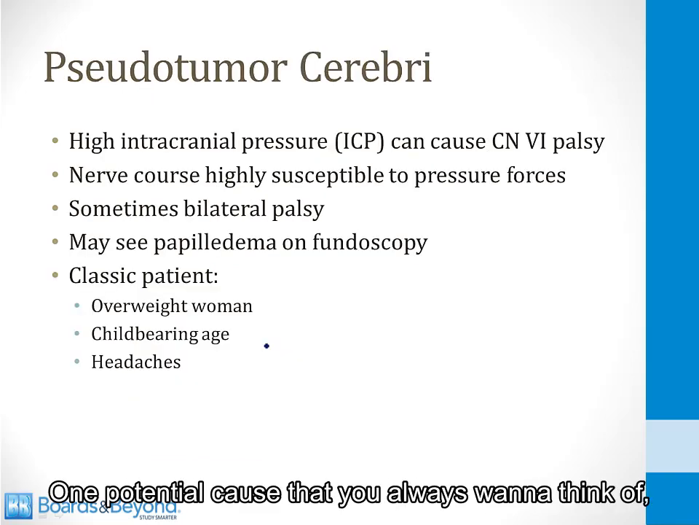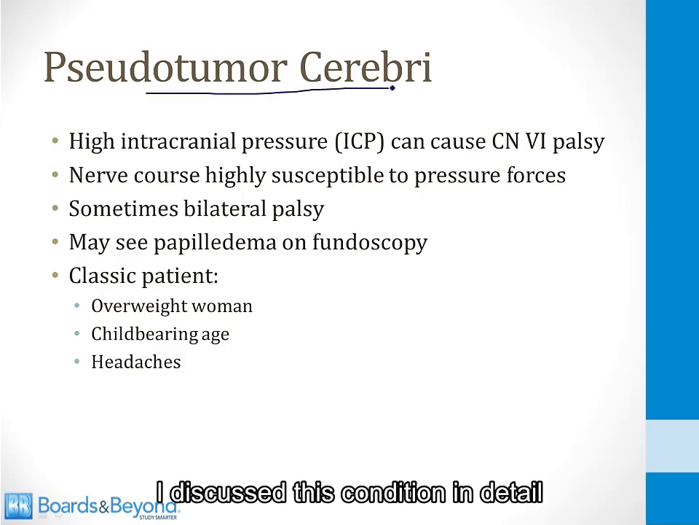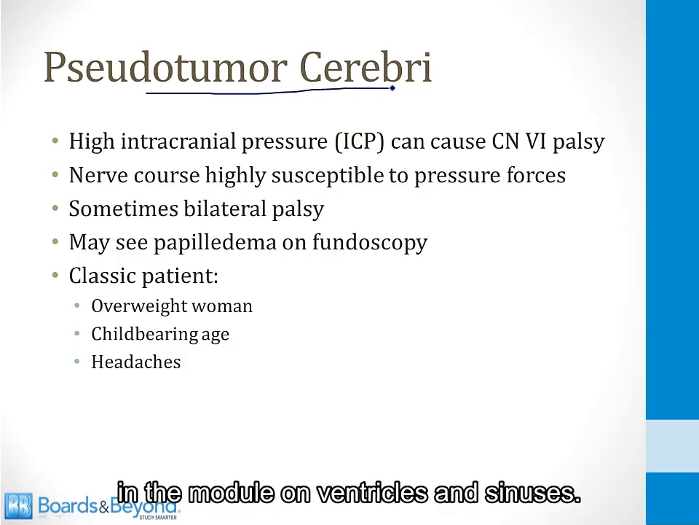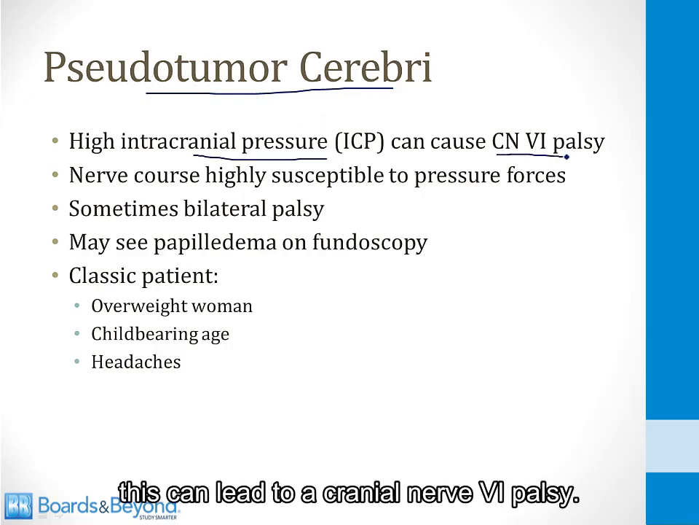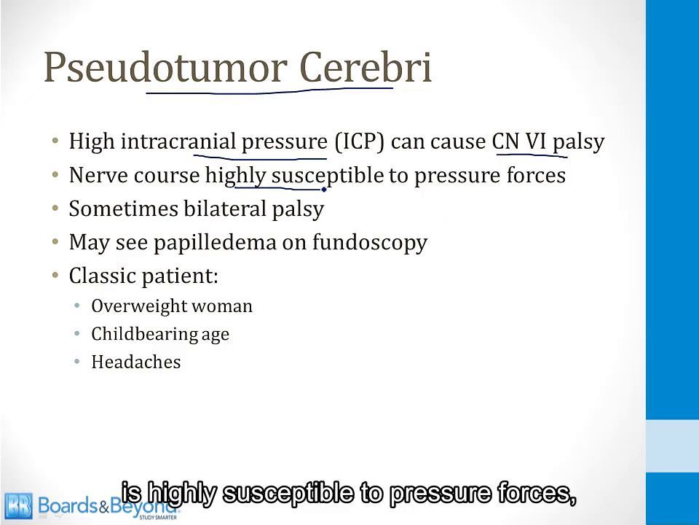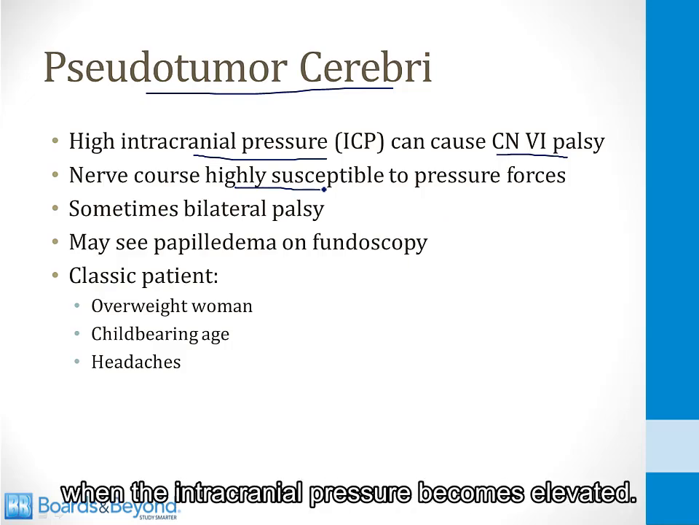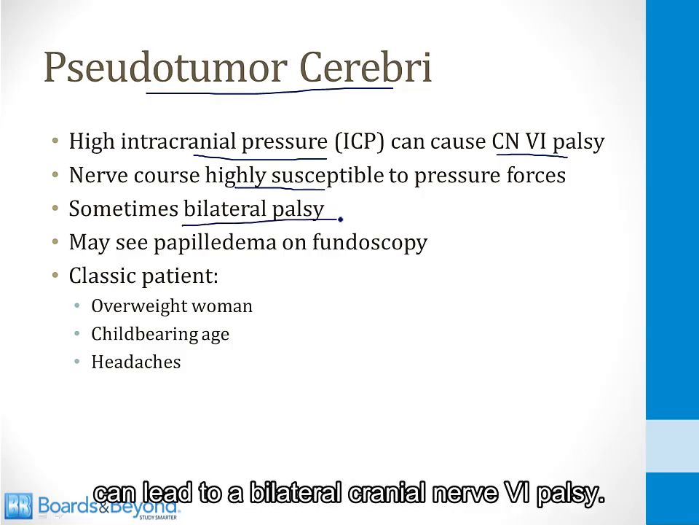One potential cause that you always want to think of when you see a description of a cranial nerve 6 palsy is pseudotumor cerebri. I discussed this condition in detail in the module on ventricles and sinuses. Pseudotumor cerebri occurs when there is high intracranial pressure. This can lead to a cranial nerve 6 palsy. The course of cranial nerve 6 is highly susceptible to pressure forces when the intracranial pressure becomes elevated. Sometimes high intracranial pressure can lead to a bilateral cranial nerve 6 palsy.